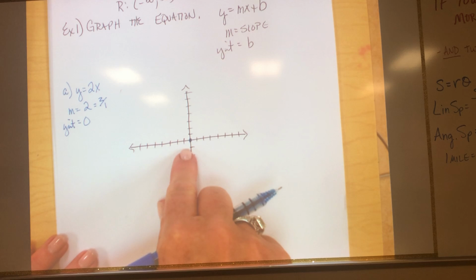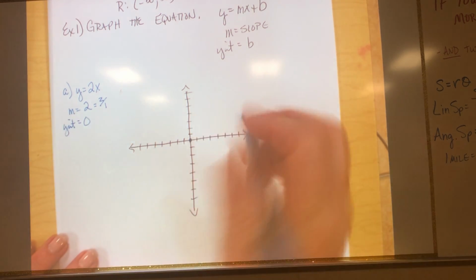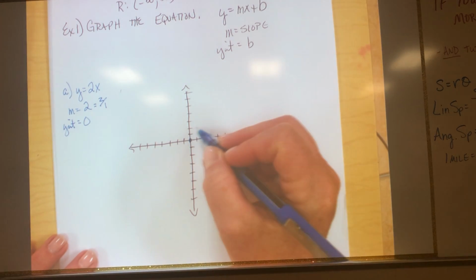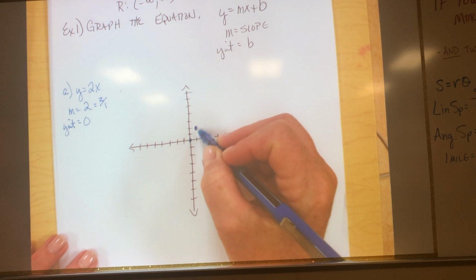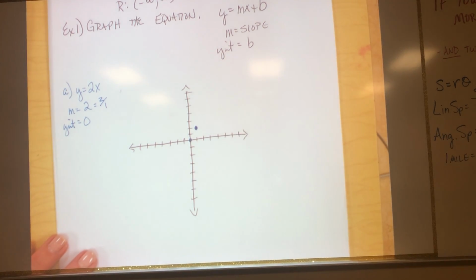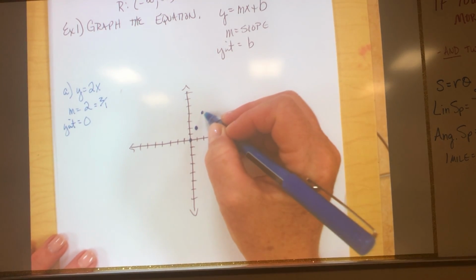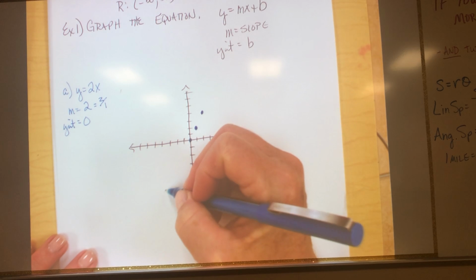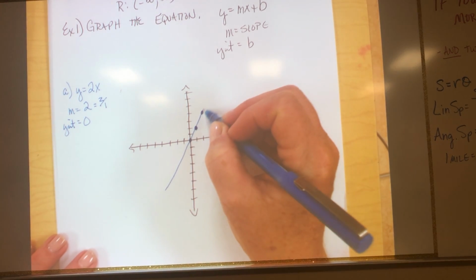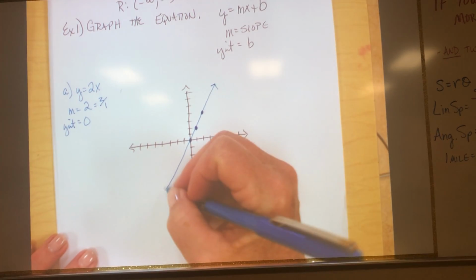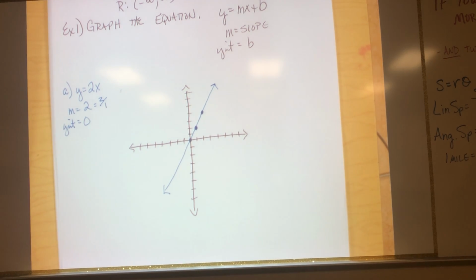So my y-intercept is 0, my slope is 2 over 1. So I'm going to go up 2 and over 1. How many points does it take to make a line? 2. 2, so I want 3, okay? So up 2 and over 1. And then I'm going to draw my line. Put arrows on the end, because it does keep extending. Anybody got a question? Very good.